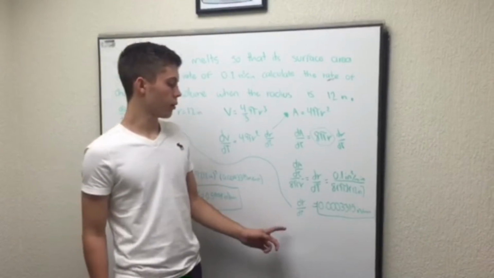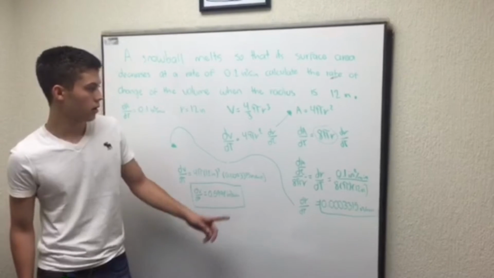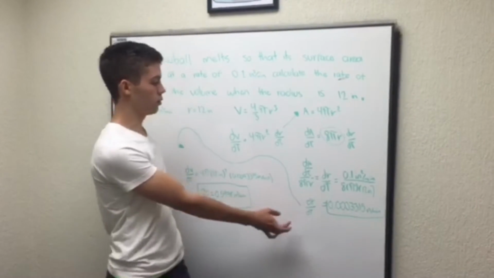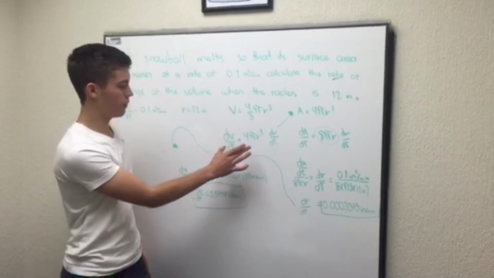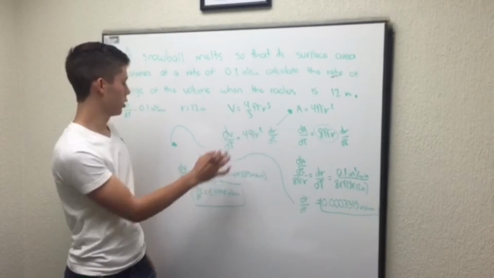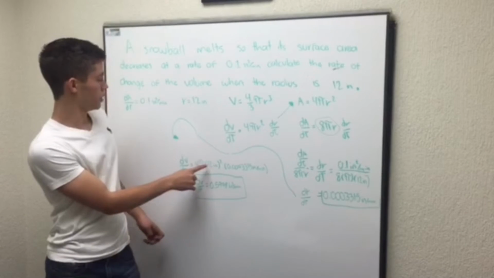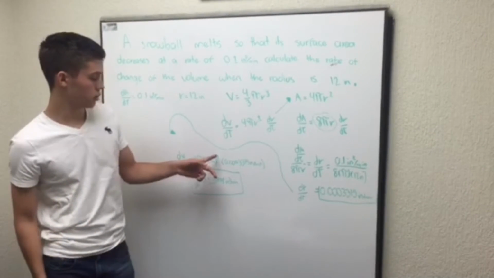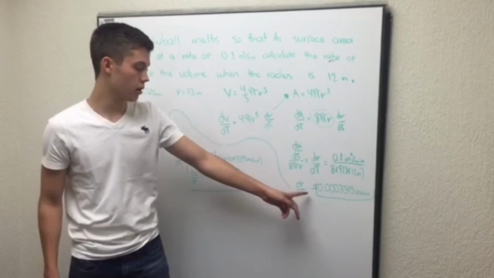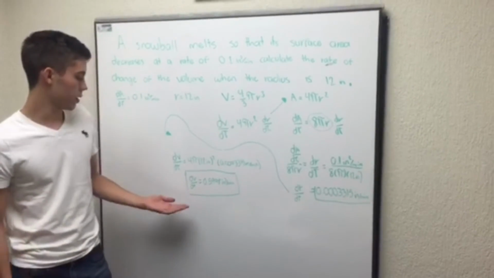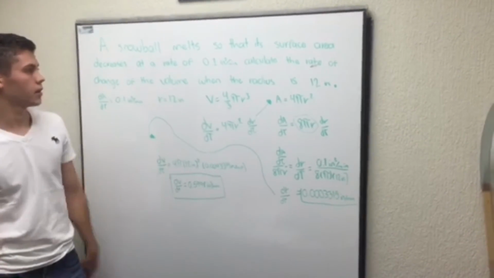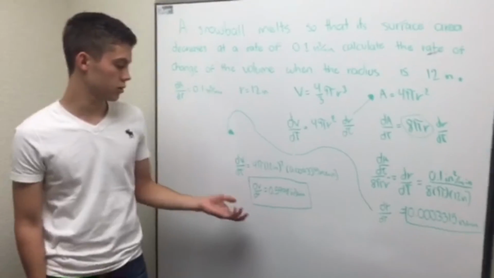Now that we already have the missing value, we only have to substitute each value in the derivative of the volume. So it's 4 times pi times 12, the radius squared, times the dr over dt, and we have the rate of change of the volume of the snowball.